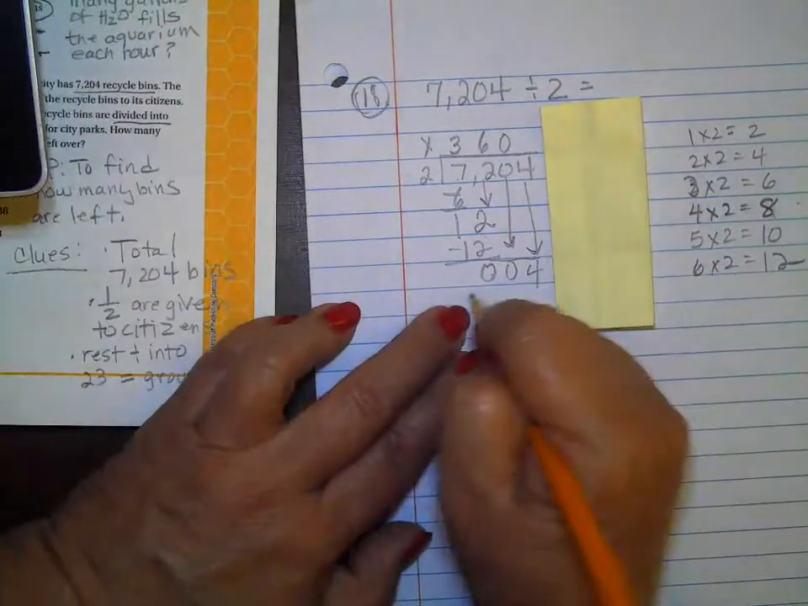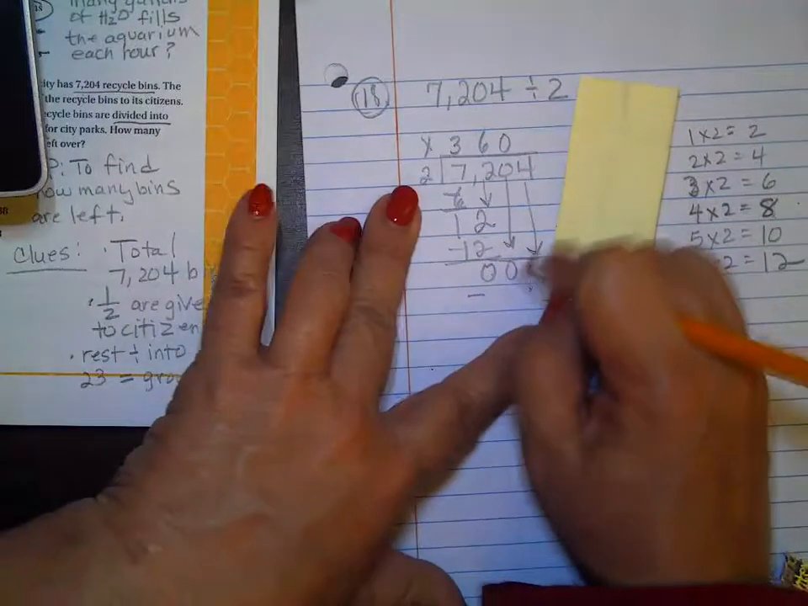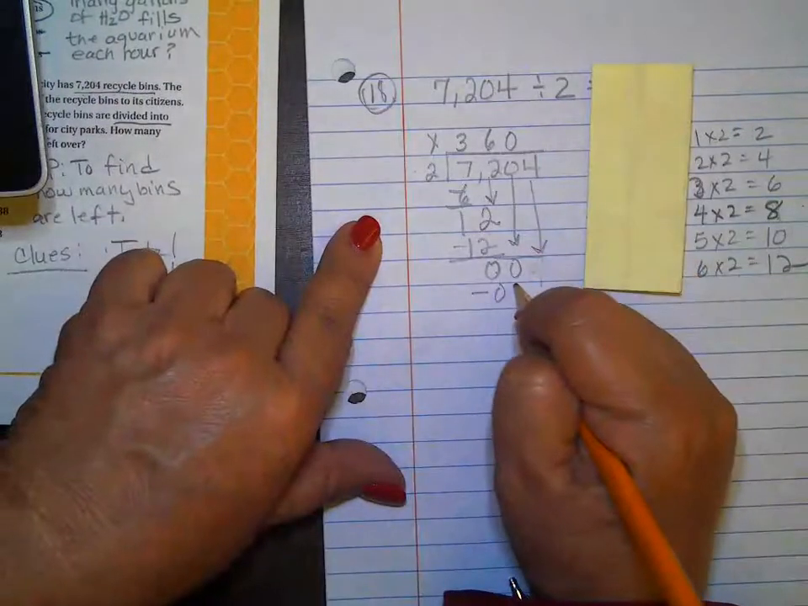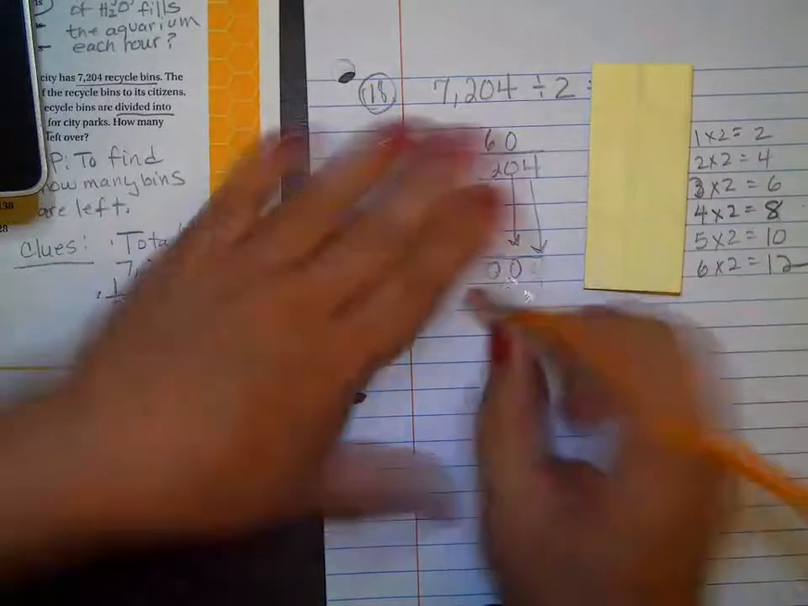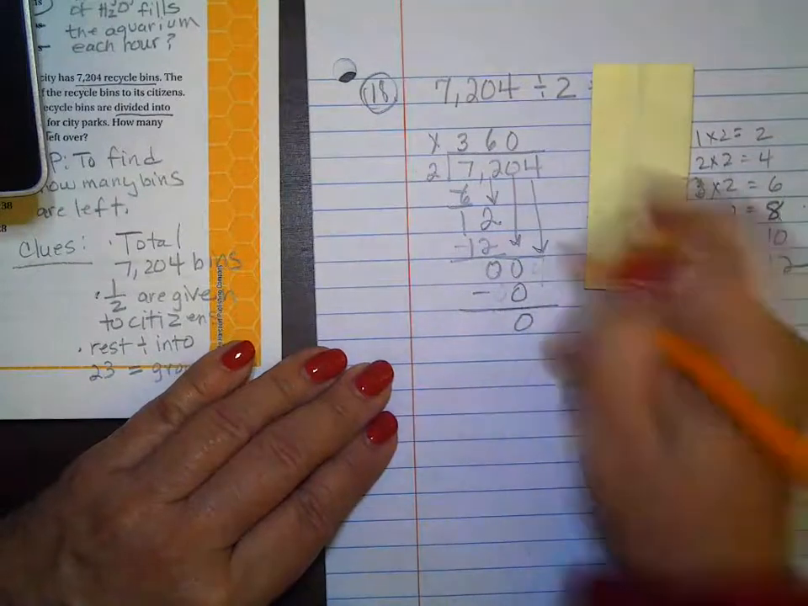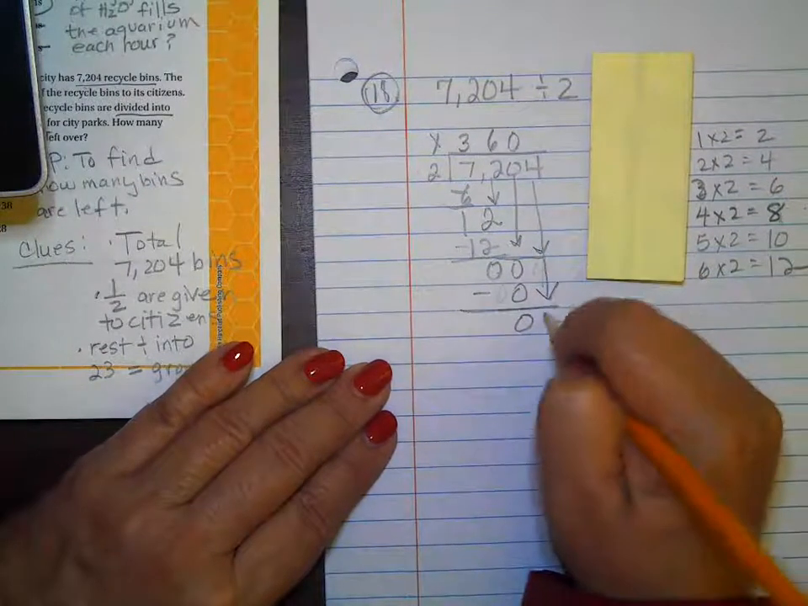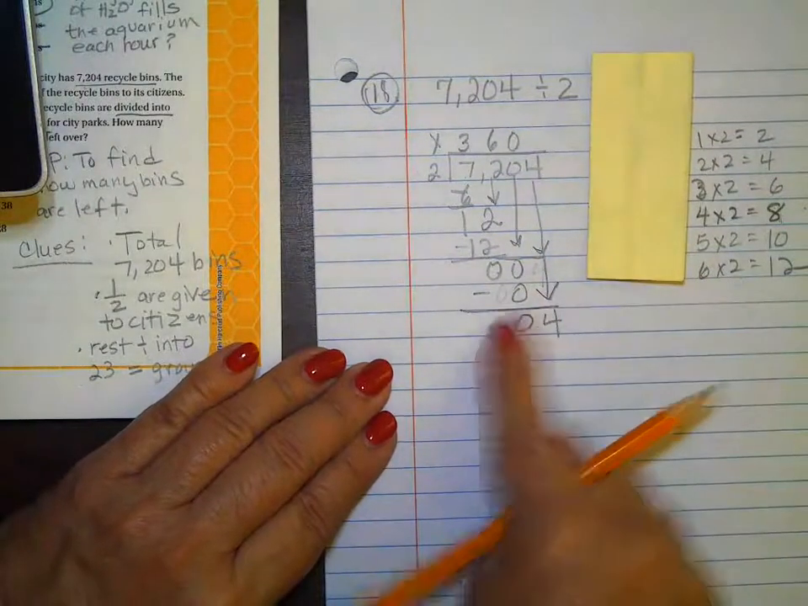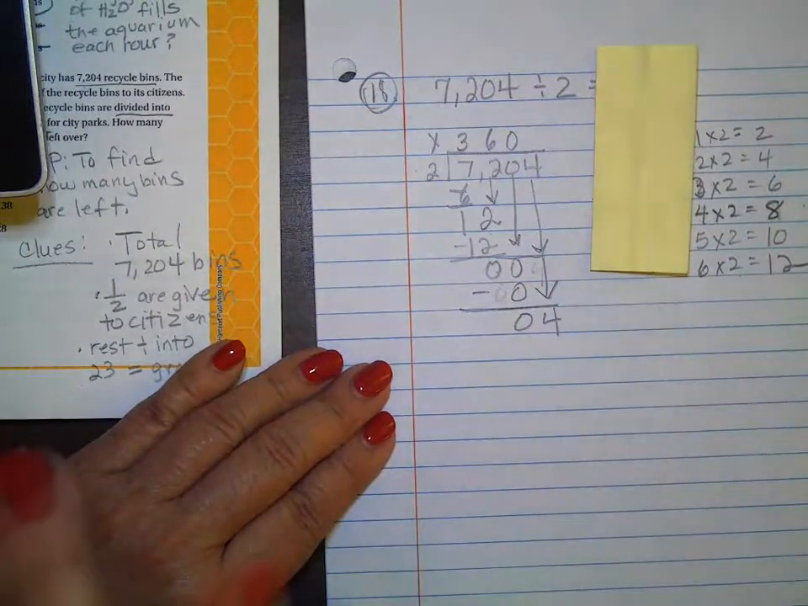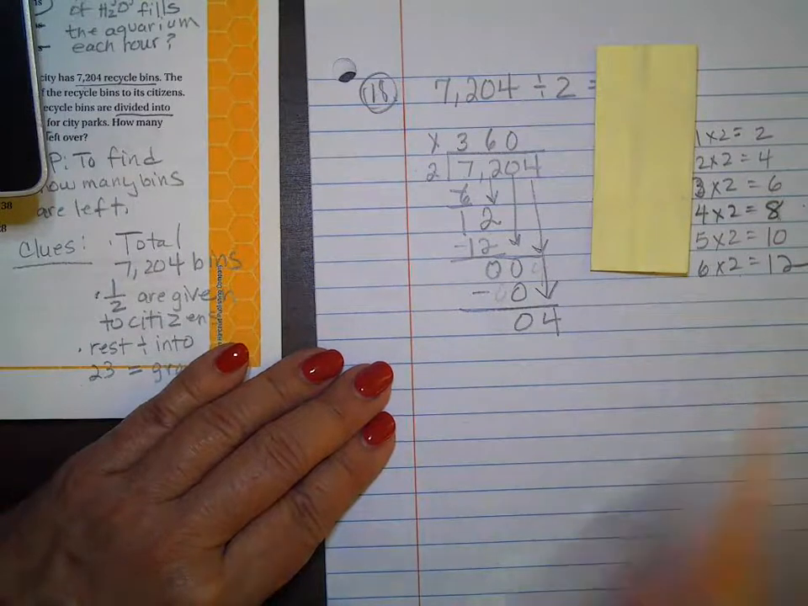You could, if this makes it easier, always do this. Zero minus zero is always zero, and then you can bring down the rest of that. So you can do that or just keep going to the side. Either way works, but do what's comfortable for your understanding.